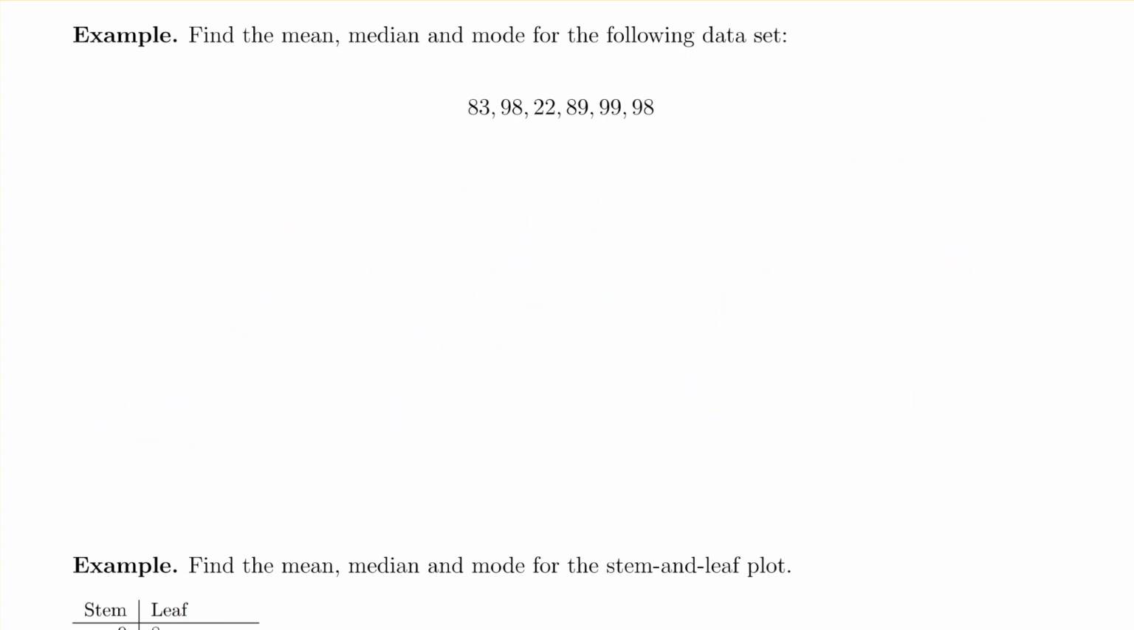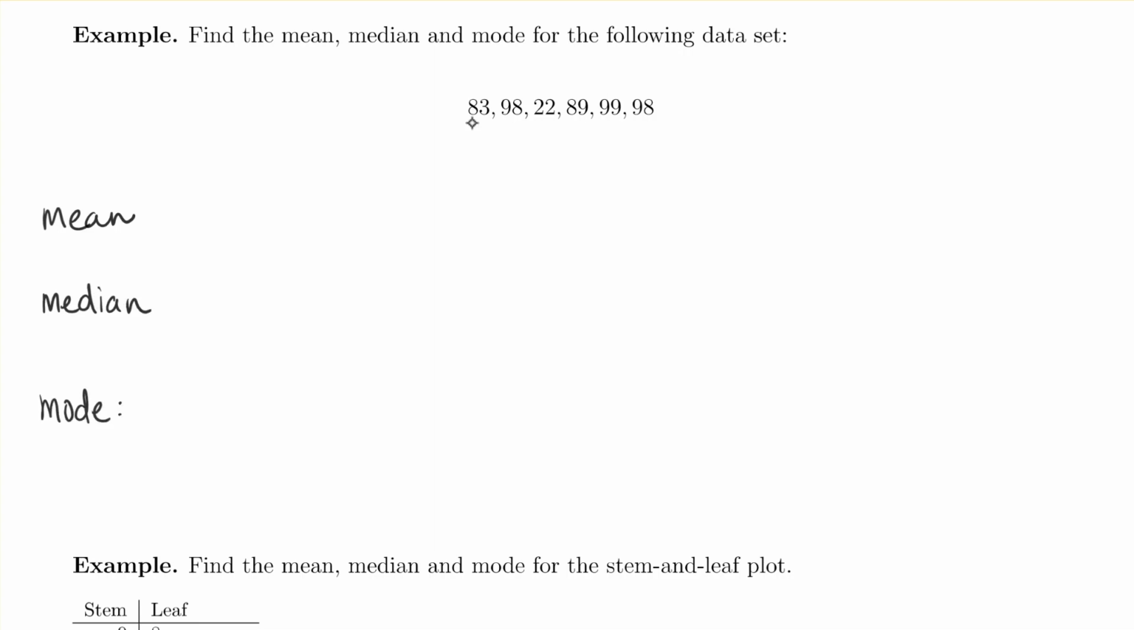So here we're asked to find the mean, median, and mode. I think I'll find the mode first just because it's usually the quickest. For mode, I'm looking to see if there's any repetitions, and if there is, the mode is the one that appears the most frequently.